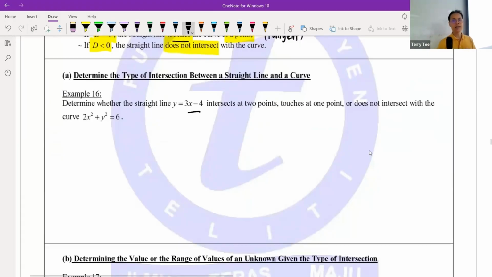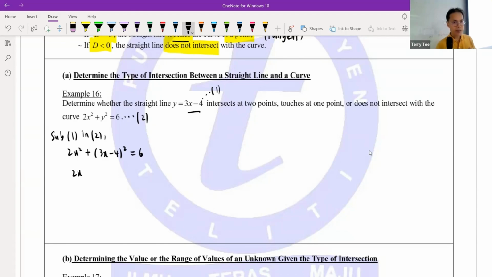Determine whether this straight line intersects at 2 points, touches at 1 point, or does not intersect. So we call this equation 1, call this equation 2. We sub equation 1 inside equation 2. The moment you sub inside, don't write y anymore. You write 3x minus 4. You square it, the result is 6. Expand the bracket. 9x squared, 24x, plus 16 equals 0. 11x squared minus 24x plus 10 equals 0.